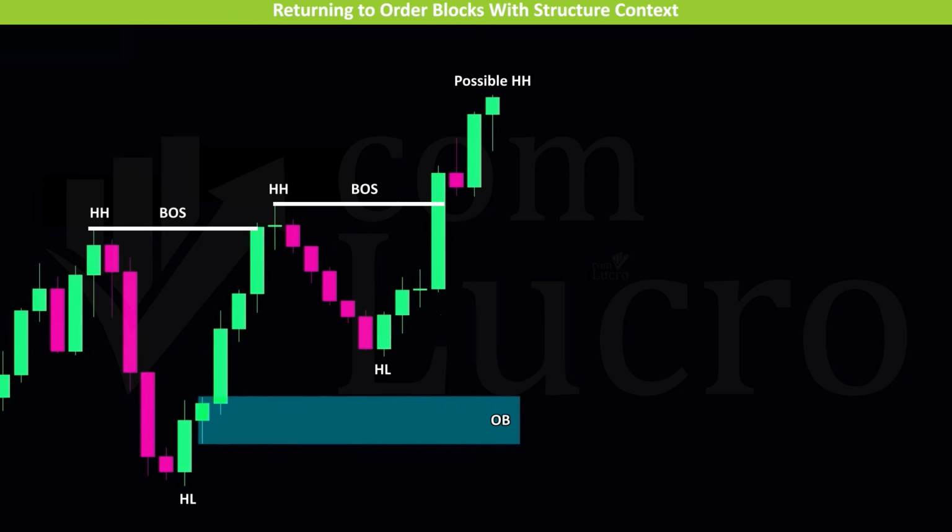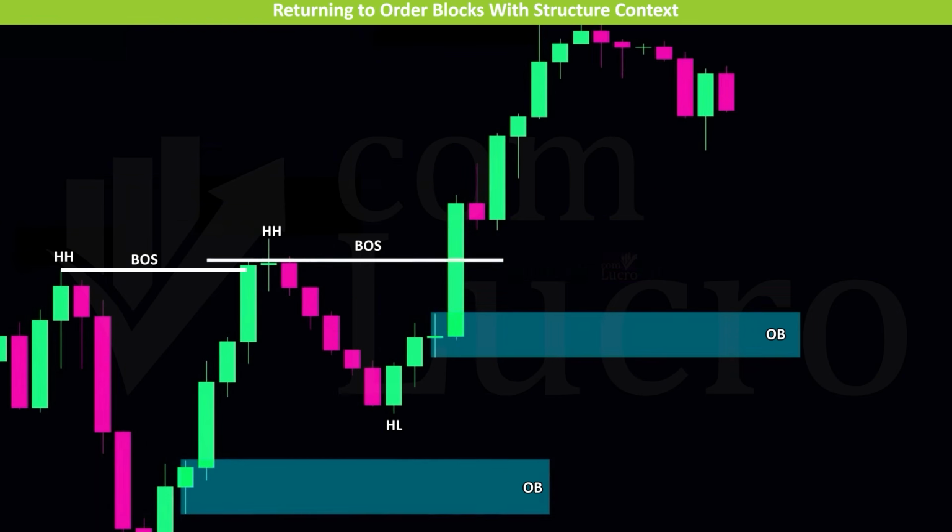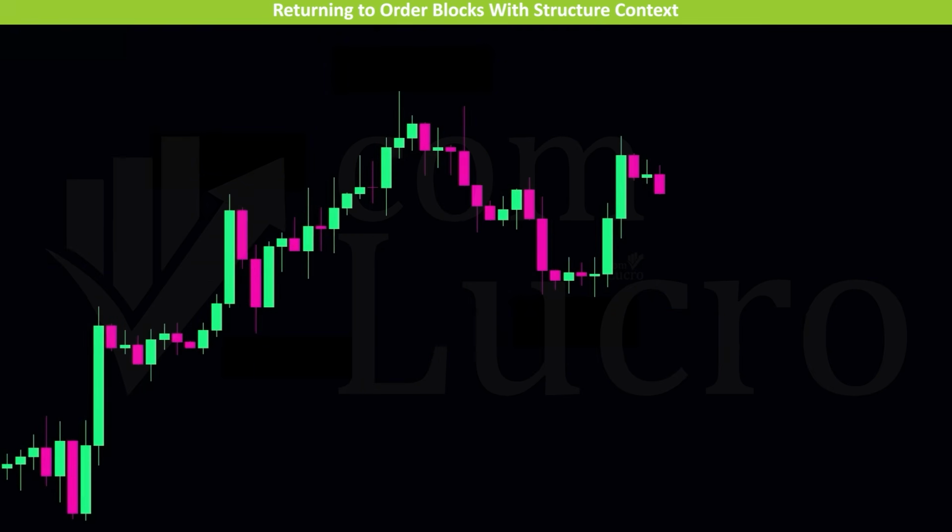In the next example, price again moves aggressively upward, creates inefficiency, and then follows through by breaking previous highs. Since this sequence results in a clear break of structure, it confirms another valid order block that can be drawn. Now let us examine a different scenario.